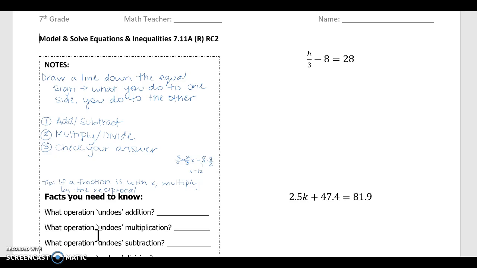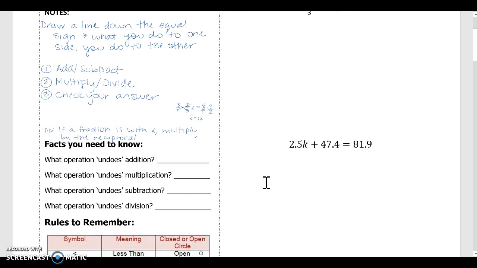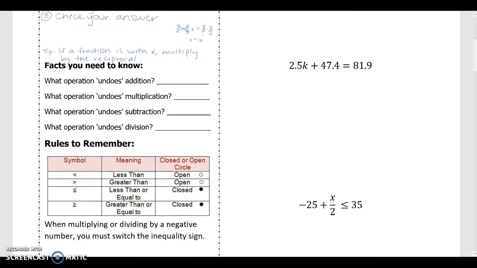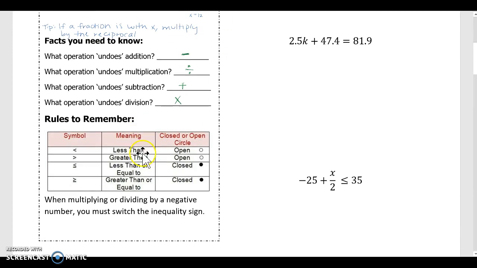I know you guys are scared of fractions, but they're actually very easy. All right, so facts you need to know. What operation undoes addition? That is subtraction. Subtraction is the opposite of addition. What undoes multiplication? Division. What undoes subtraction? Addition. And what undoes division? Multiplication, okay?